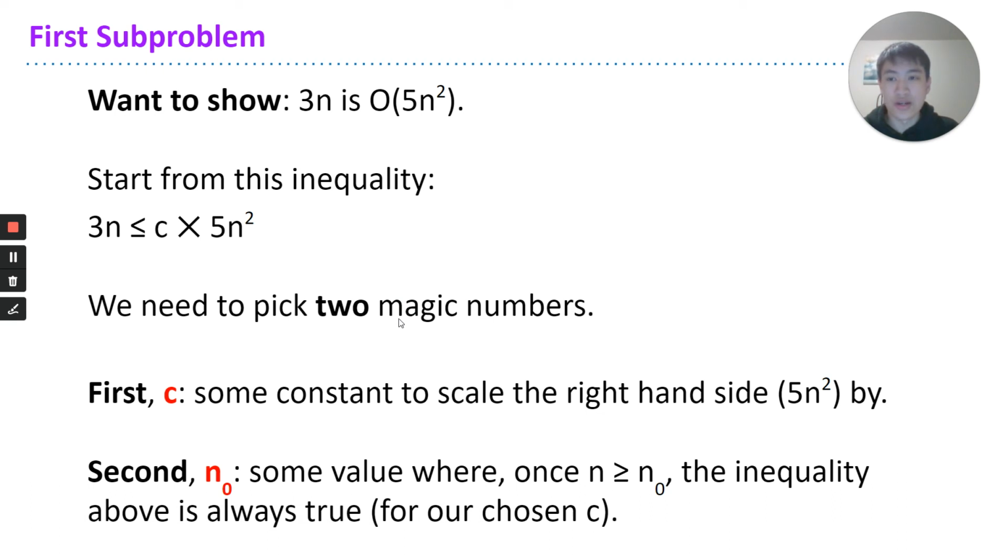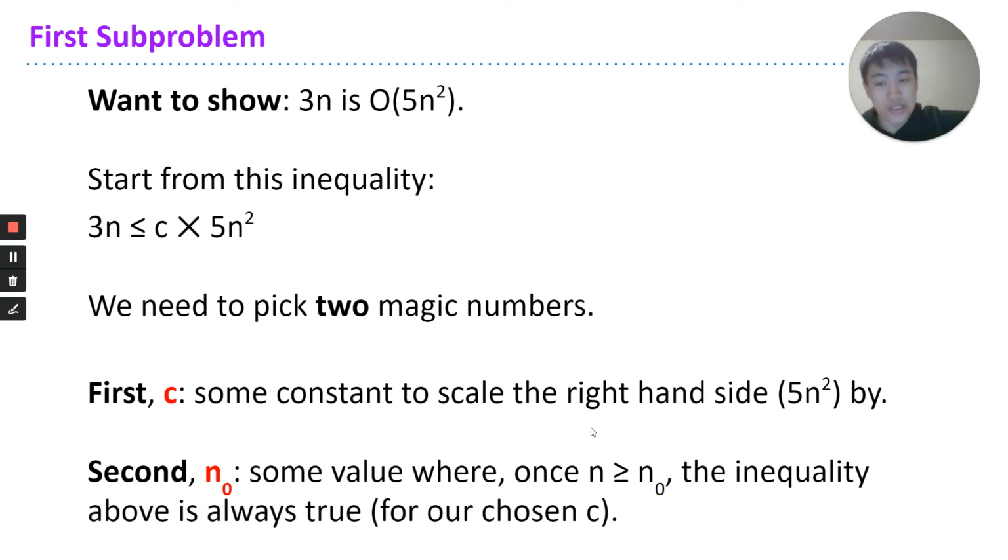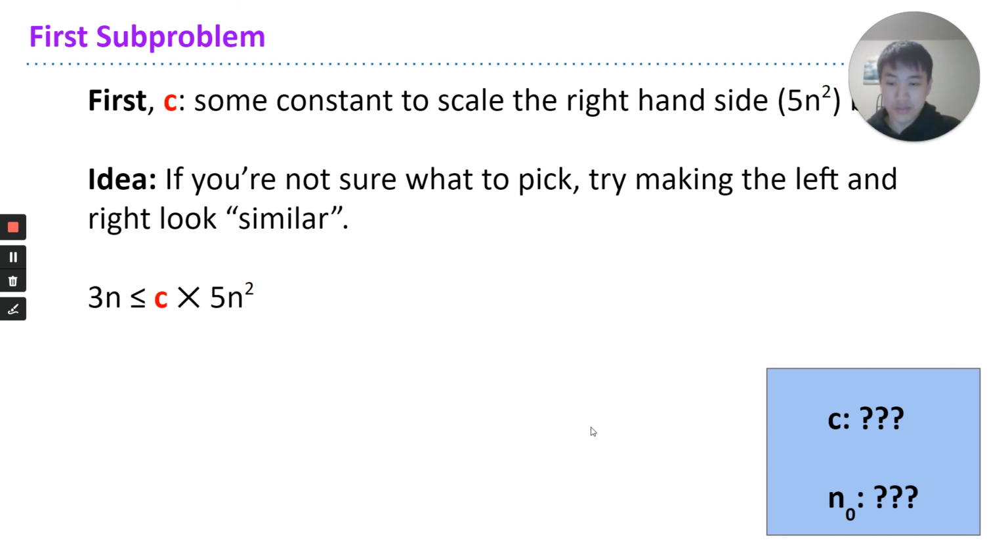All right, so the first sub-problem, we want to show that 3n is in big O of 5n squared. So we have to find some magic numbers C and n naught such that the requirement for big O is fulfilled. We start with this inequality, and we have to think of C and n naught such that starting from n naught and so on, 3n is always less than C times 5n squared. First of all, let's think of the C. The idea here is that I want to make it so that the left side and the right side look similar. I want to pick some C, which doesn't have to be an integer, it can be any constant, such that the left side and the right side look similar.